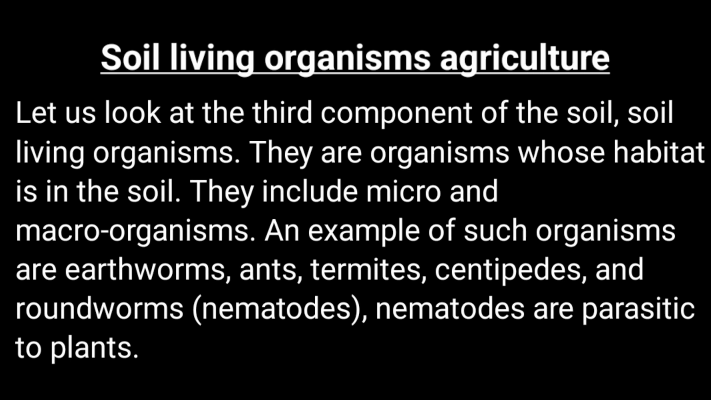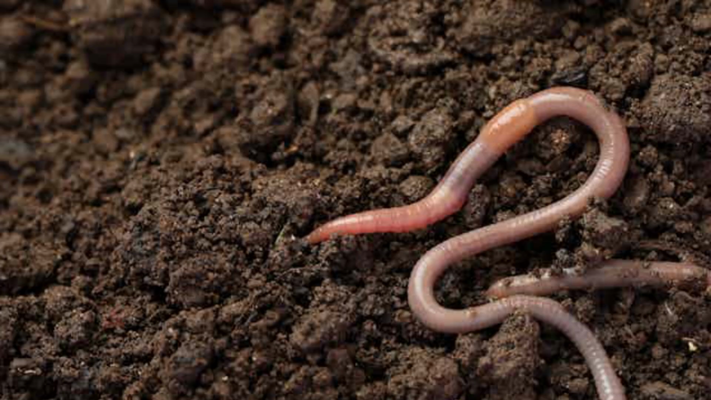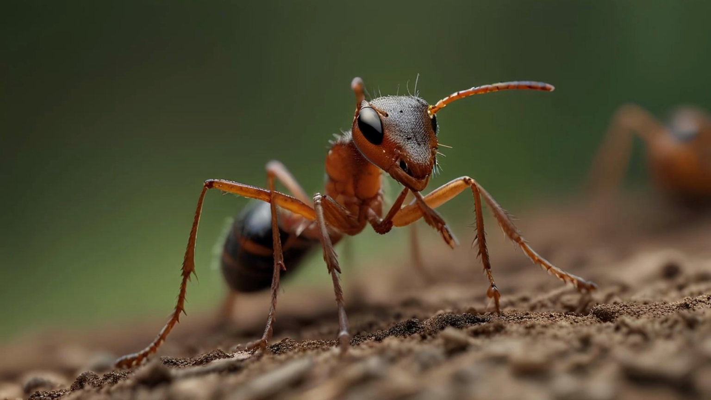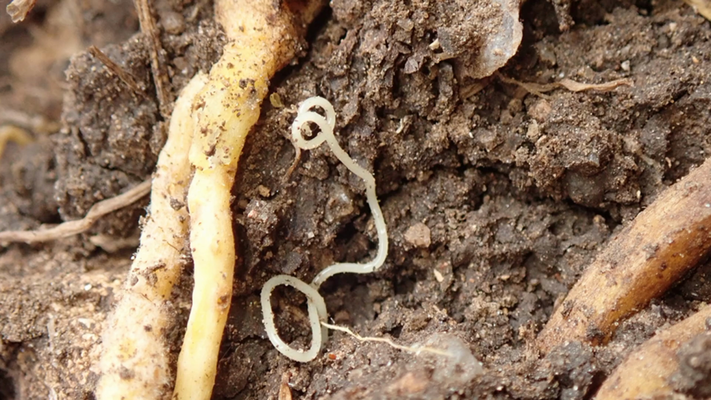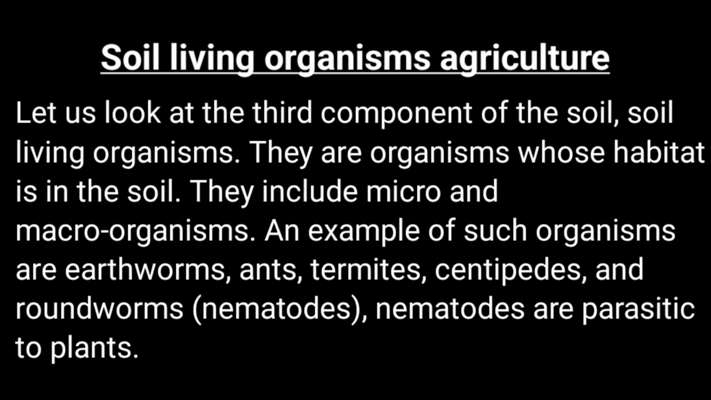Let us look at the third component of the soil, soil living organisms. They are organisms whose habitats are in the soil. They include micro and macroorganisms. Examples of such organisms are earthworm, ant, termite, centipede, and we can also have roundworm, which we can call nematode. And nematodes are parasitic to plants.